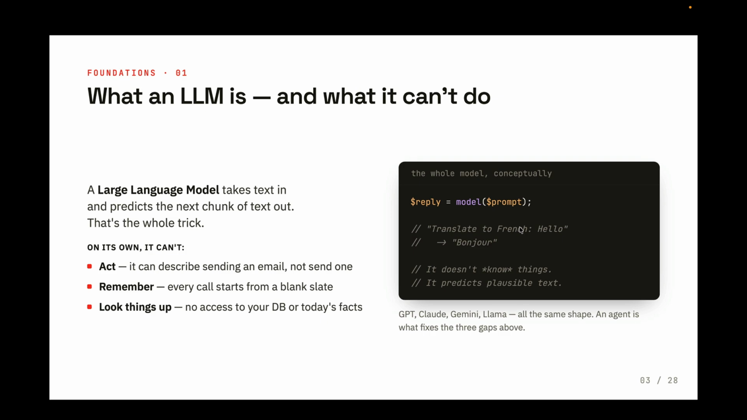And so notice on the right side, you might have a model which is given a prompt, for example, translate the word hello, and bonjour is something you might get back out. So that's great, that's a good start, but we need to be able to do more than that, like acting, remembering, and looking things up to make our model, our agent, much more powerful.